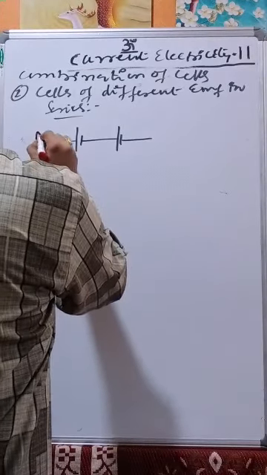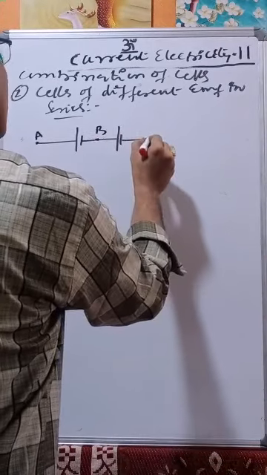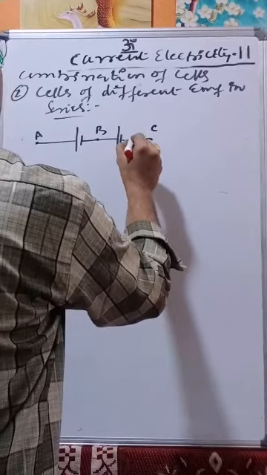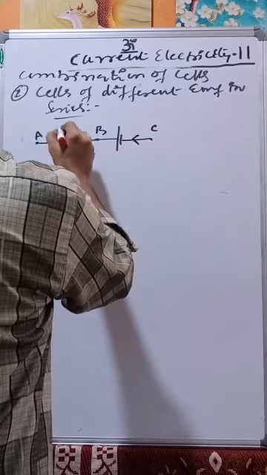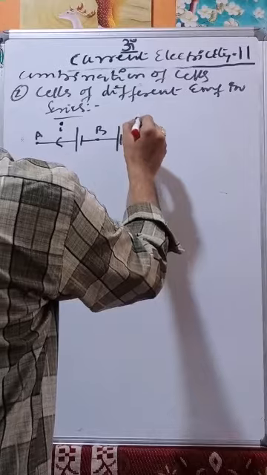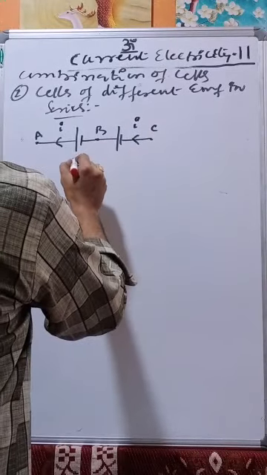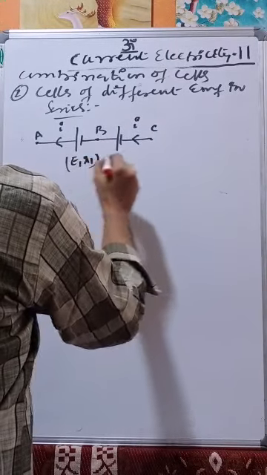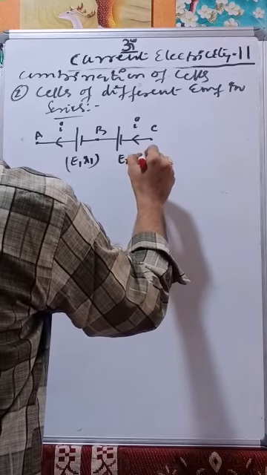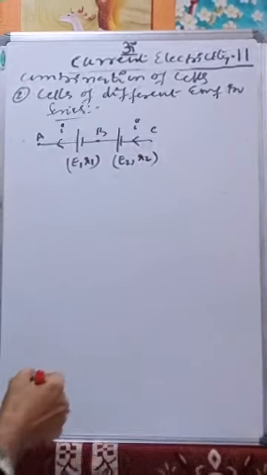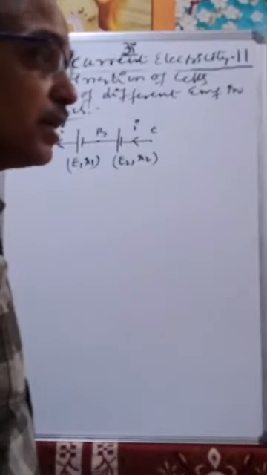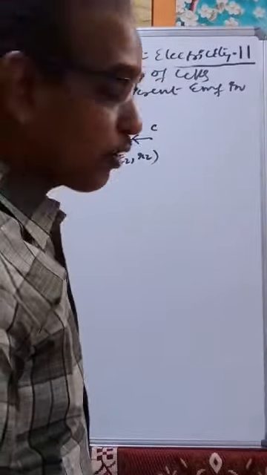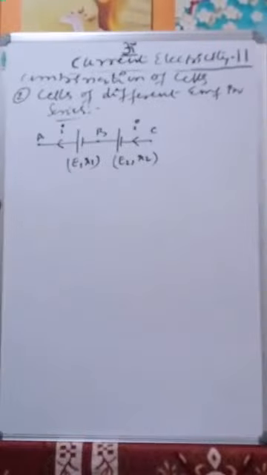This is the point A, this is the point B, this is the point C. Current is flowing like this. The same current I is flowing like this. Now this is, let us say, E1 r1. This is E2 r2. Different EMFs. So far, we have taken only the single same EMF. Now we take different EMFs, E1 r1 and E2 r2.